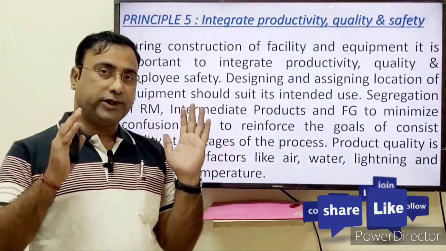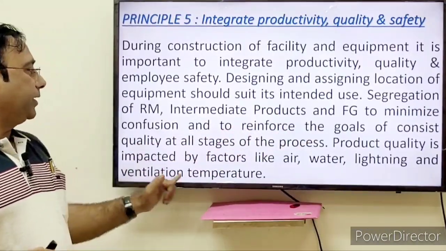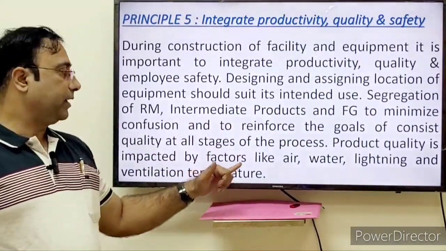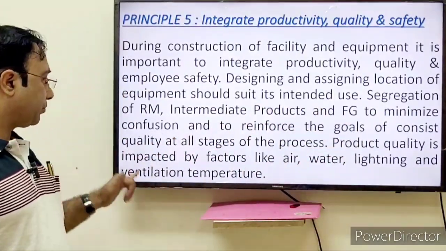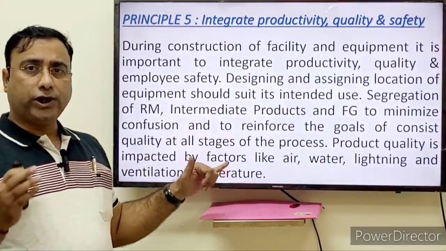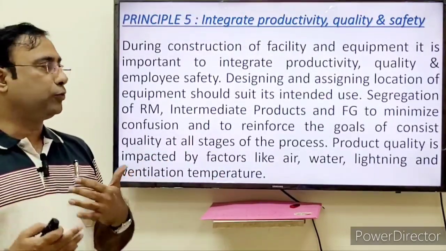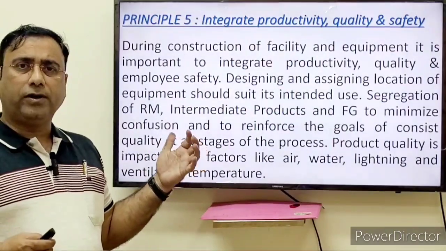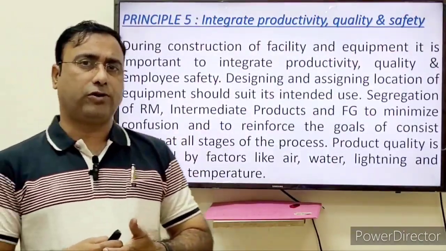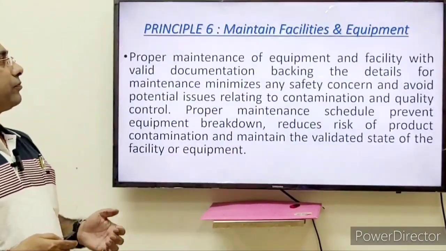Here you have to keep in mind that product quality is impacted by factors like air, water, lighting, ventilation and temperature. So according to that, you need to close the area. You have to prohibit human interference. There should be minimum human contact during the production of any edible products.